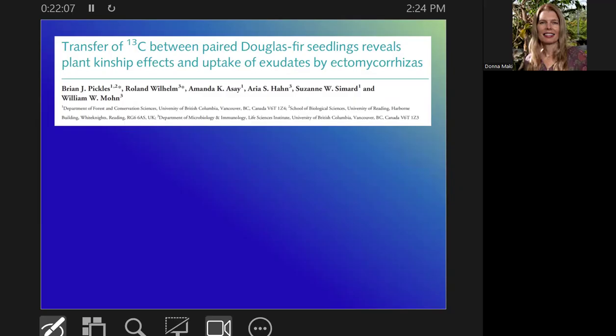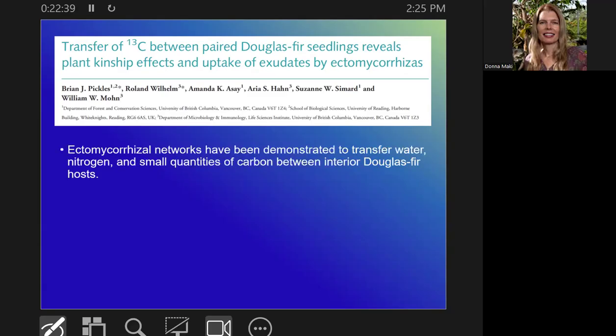Okay, so this is another paper, a famous paper. Brian Pickles worked in Suzanne Simard's lab, and this was one of the more careful studies. So when they met with some criticism about this idea that things are getting transferred via the common mycorrhizal network, they performed this study. This one was more of a lab-based study because it's easier to control all the variables, and they wanted to really nail down what was going on because of some of the pushback they were getting. So this was published in 2017.